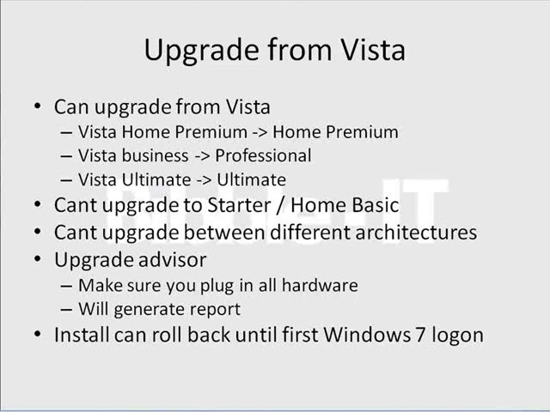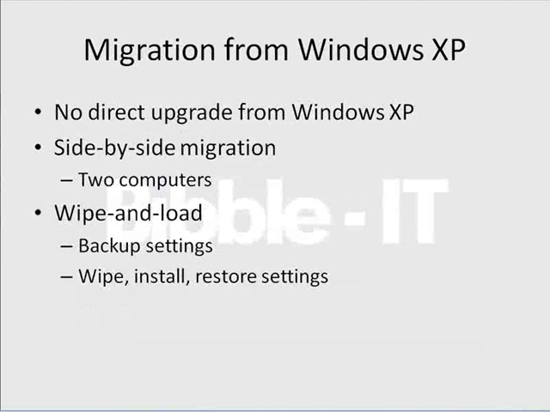It's also worth noting that when you're doing an upgrade installation, right up until the point where you do your first login as the Windows 7 user, it can roll back automatically if anything goes wrong. So if something messes up during the installation, it'll fall back, remove Windows 7 and leave you back with your original Vista machine. So lastly then, in this module, migration from Windows XP.